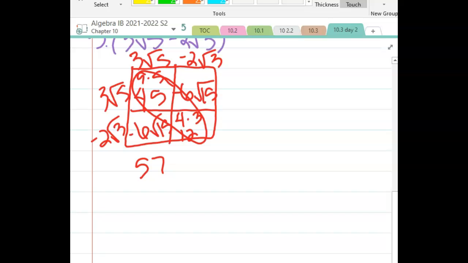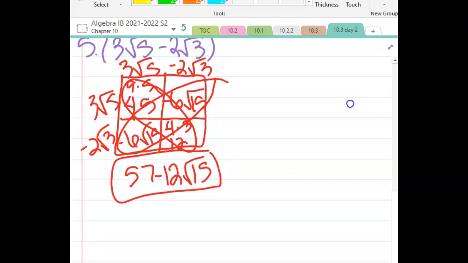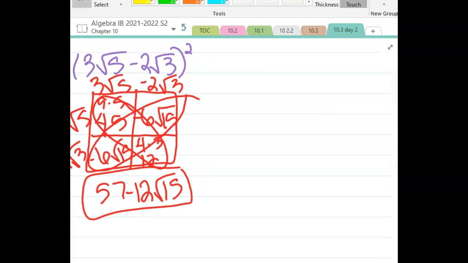And I can combine this diagonal because they're both square roots of 15. So negative 6 square roots of 15 and another negative 6 square roots of 15 would give me negative 12 square roots of 15. And remember, when you're combining, that radical doesn't change. Okay, last problem here. Okay, number 6.